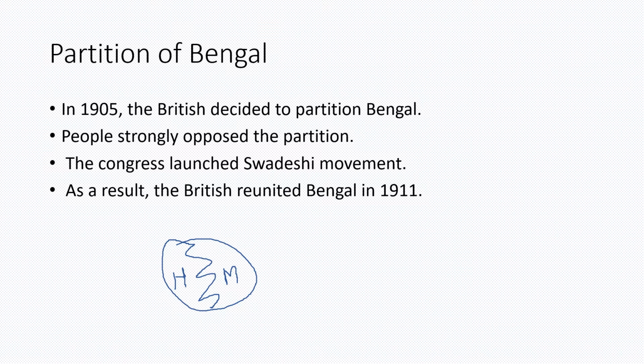But the Indian people could not afford that. So they strongly opposed the partition. The Congress launched the Swadeshi, or boycott, movement. And as a result, the British were forced to unite Bengal in 1911.